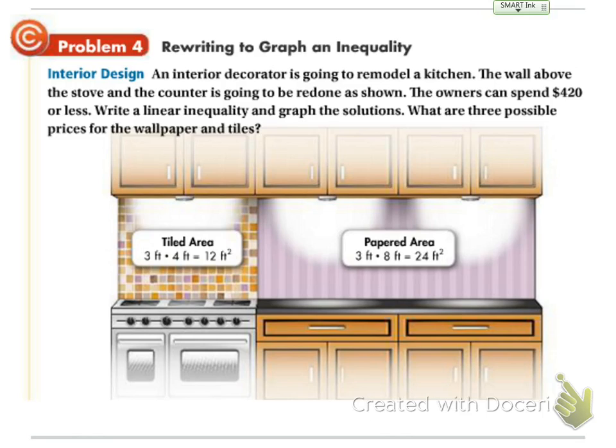The key thing is I'm going to have Miss Dorothy here read it out loud for us. An interior decorator is going to remodel a kitchen. The wall above the stove and the counter is going to be redone as shown. The owners can spend $420 or less. Write a linear inequality and graph the solutions. What are the possible prices for the wallpaper and tiles?